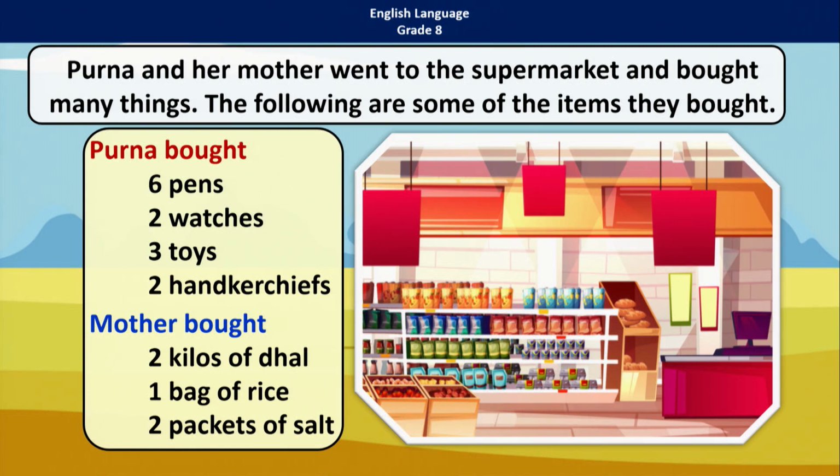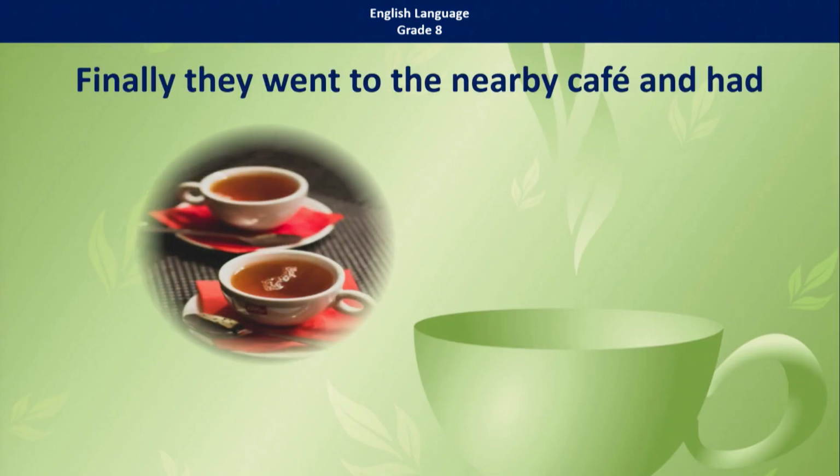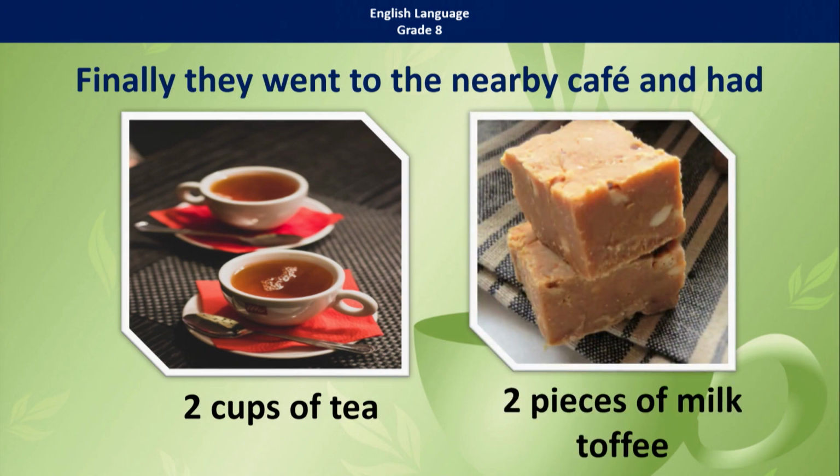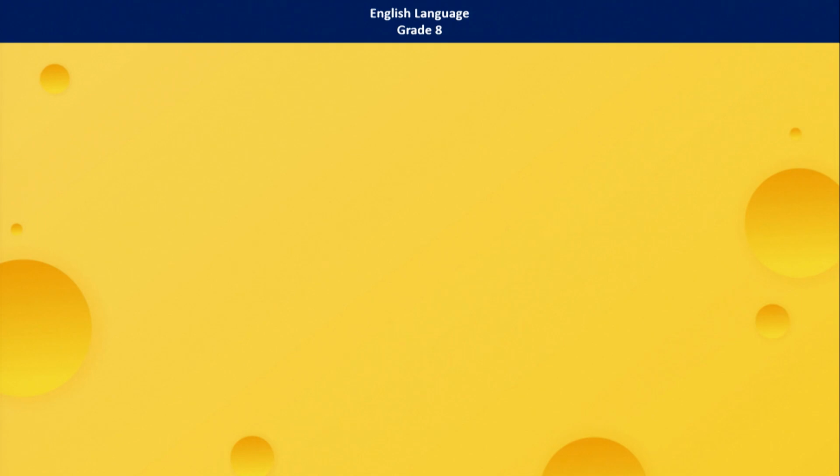Right. Now, Purna has bought 6 pens, 2 watches, I think one for her and one for her brother, 3 toys for her brother, I think, 2 handkerchiefs, and mother has bought many things for the kitchen. 2 kilos of dal, 1 bag of rice and 2 packets of salt. Finally, they went to the nearby cafe and had 2 cups of tea. And wow, 2 pieces of milk toffee.